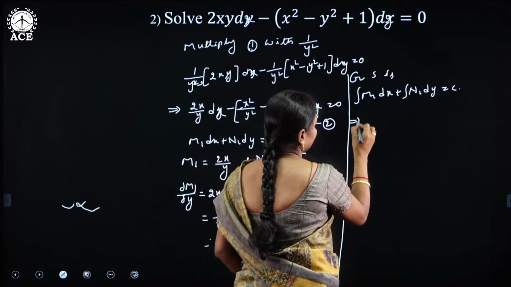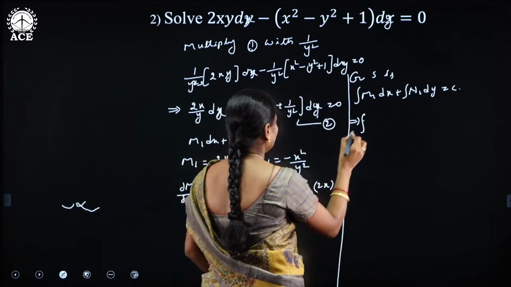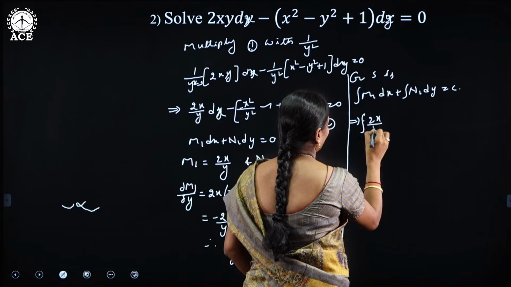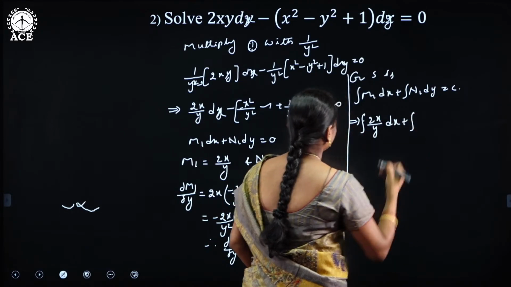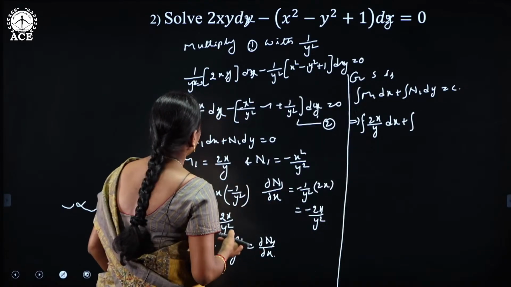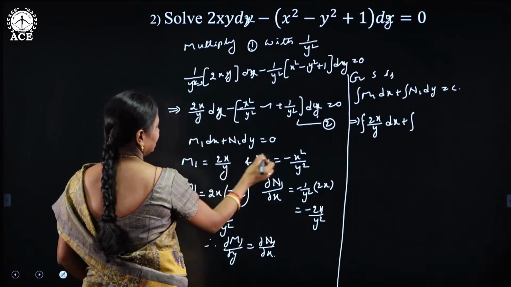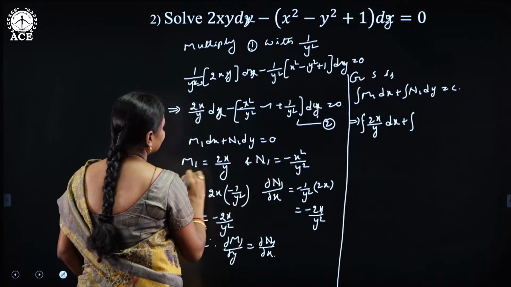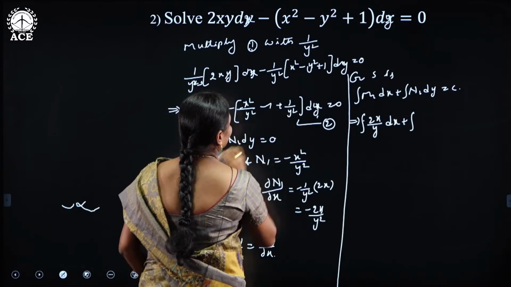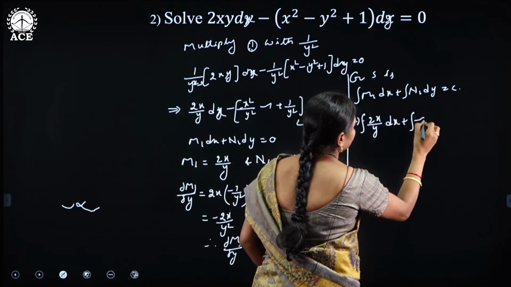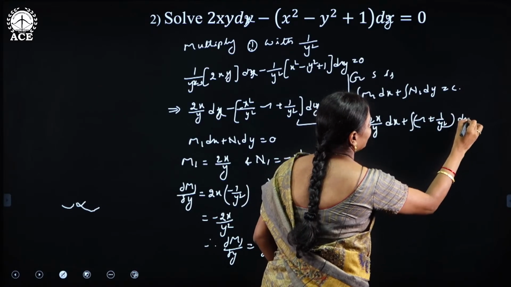So that implies integration of m1, which is 2x by y into dx, plus integral of the terms of n1 free from x. So what are the terms of n1? Here n1 is minus 1 plus 1 by y square, so minus 1 plus 1 by y square are the terms free from x.